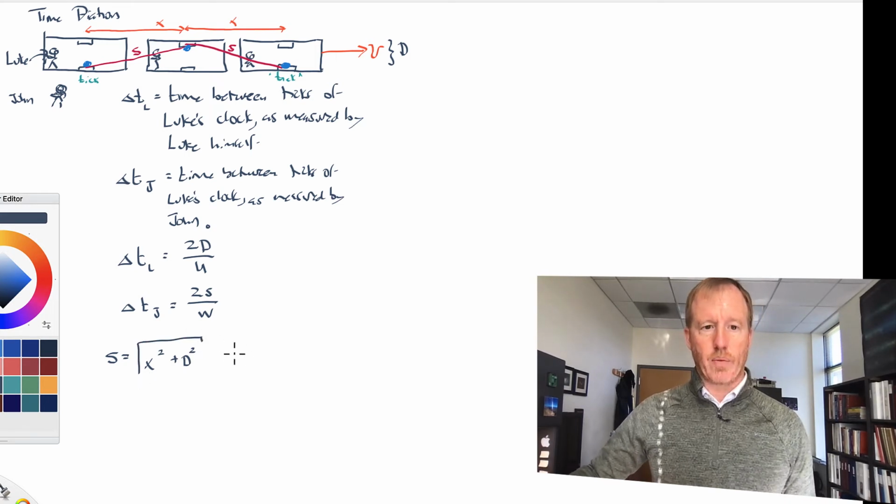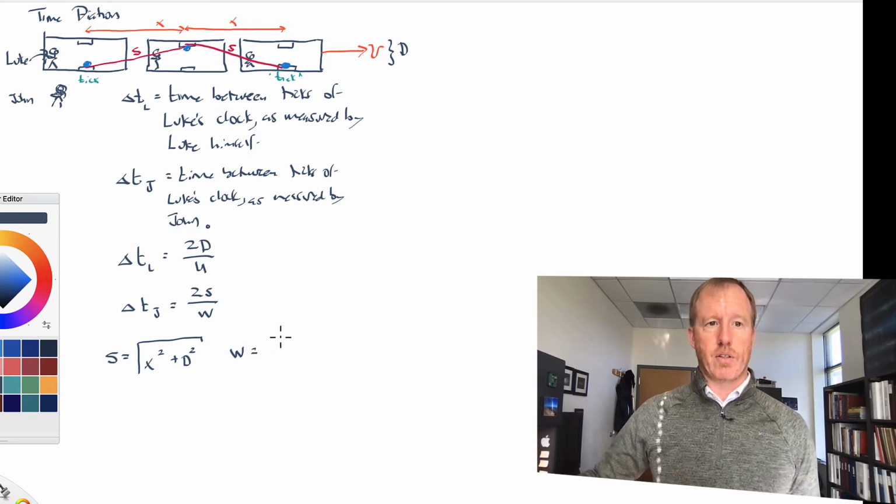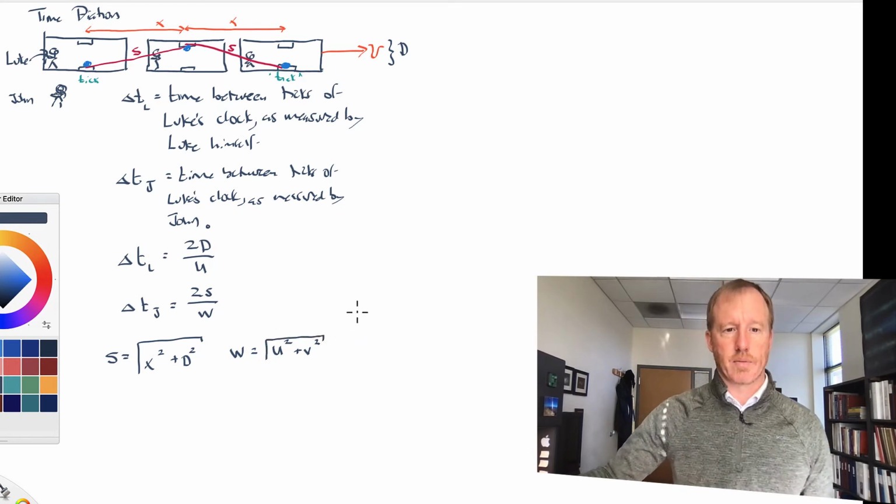What about w? What is the speed of this ball as it's rushing past John? Well, you might remember the speed of the ball is u in the vertical direction, and the speed of the ship is v in the horizontal direction. So once again, we can use the Pythagorean theorem to find out the speed of this ball compared to John.